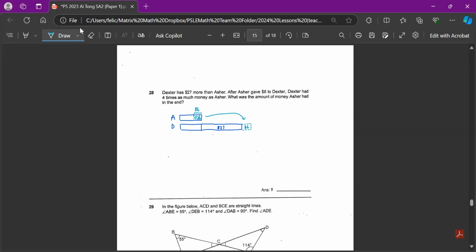Okay, so after this, they said that Dexter now has 4 times as much as Asher. So if you can't cut the model into 4 equal parts, it's okay. You don't have to cut. Just go on to label the model, that's good enough. So Dexter 4 times means Dexter the whole thing, including the $6 at the back. Okay, now the whole entire stretch is 4 units. Asher will have 1 unit because Dexter is 4 times of Asher, so Asher is 1U. Where's Asher's 1U? It's only the white color part here, not the $6. Okay, only the white portion here.